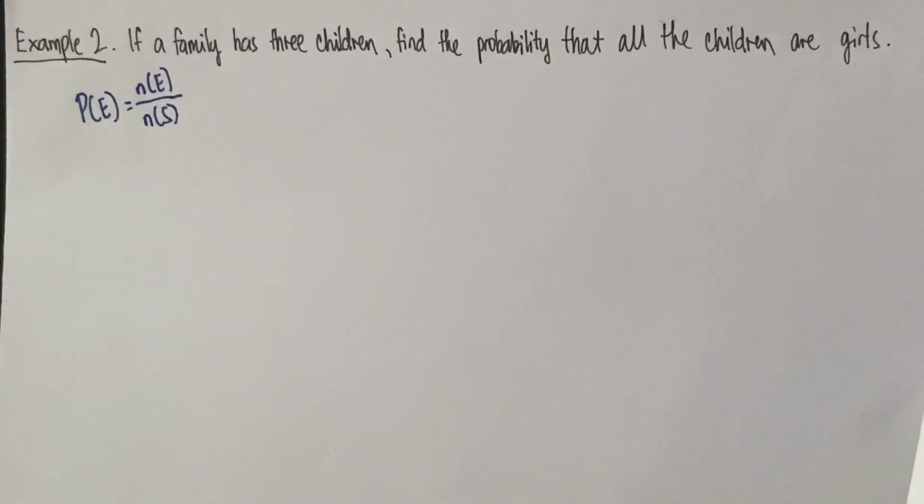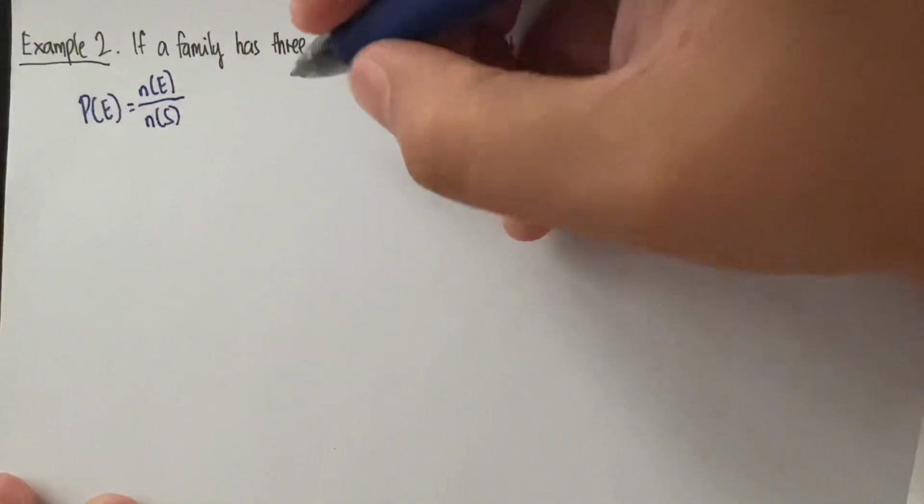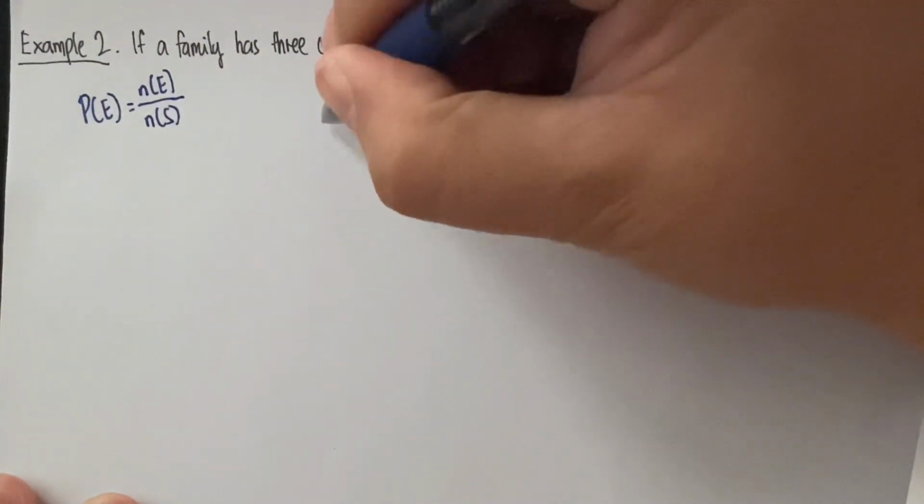So we have this problem. If a family has three children, find the probability that all children are girls. We can attack this problem from different perspectives, but in this case, I would like to use a tree. Some call it a decision tree, or a factor tree if you're talking about prime factorization, but you can just use a tree here. So it can start with this one.